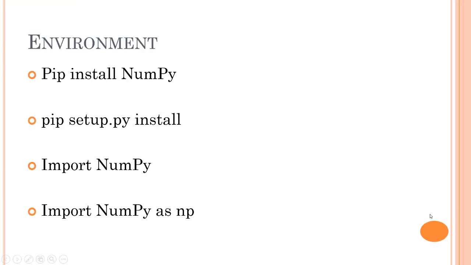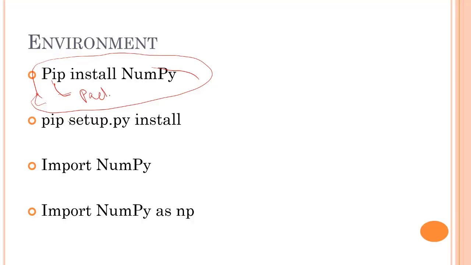Now coming to the environment. We have a step by step process. First, how we have to install this. The basic way to install is the line of code: pip install numpy. Pip is nothing but your package installer. We call it the package installer. Pip is known as the package installer.